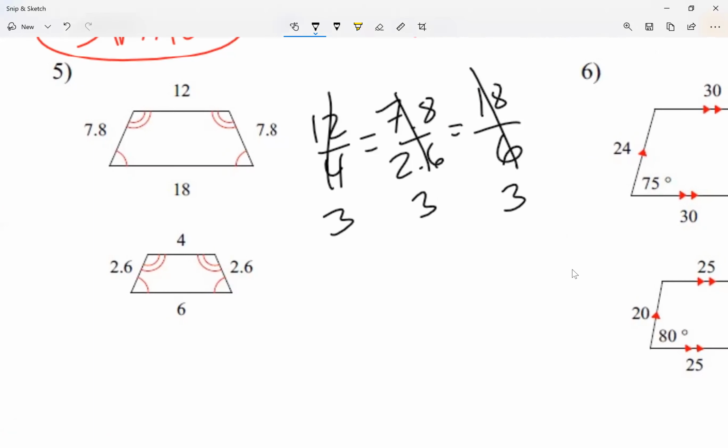My angles seem to be the same thing, right? The angles on both figures are equal. So sides are proportional, angles are the same. Therefore, these figures are similar.